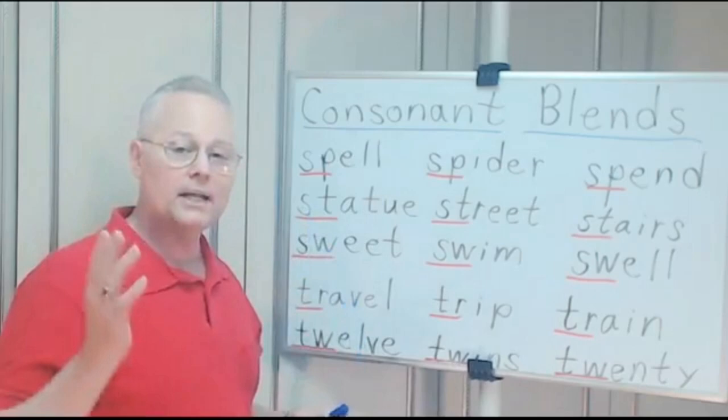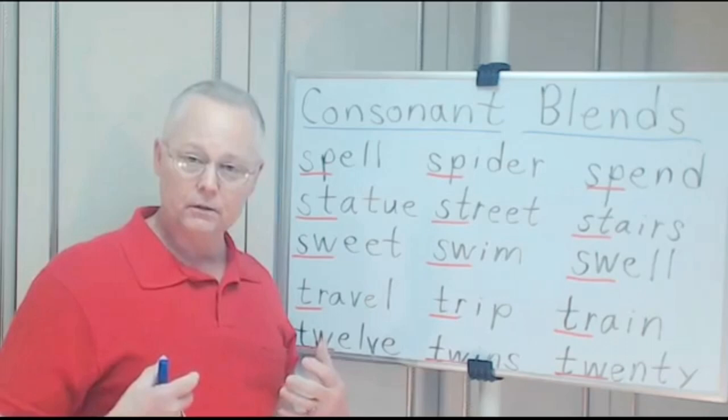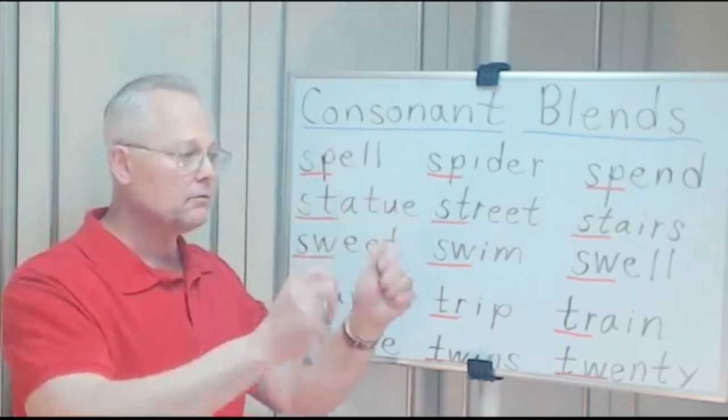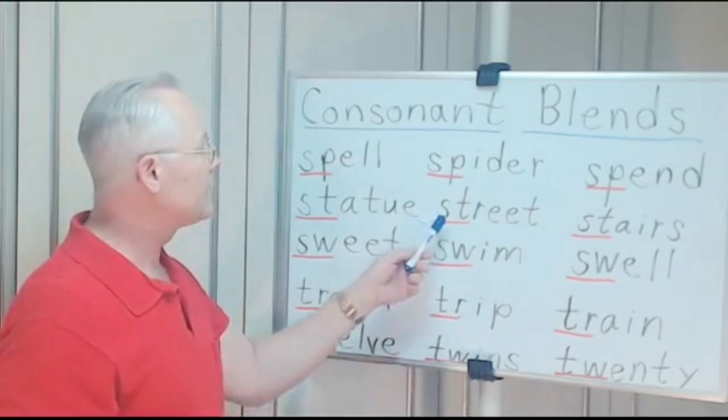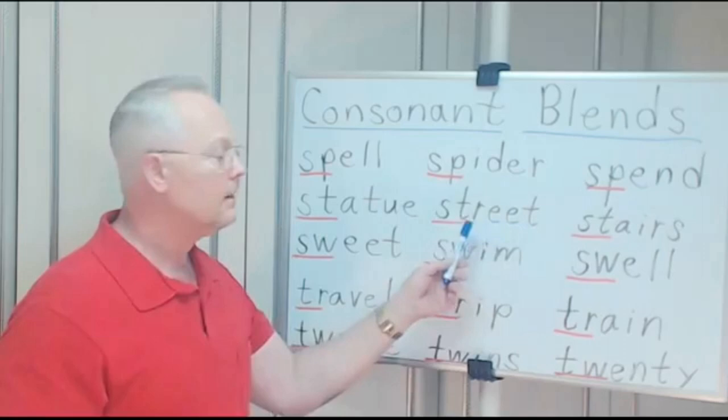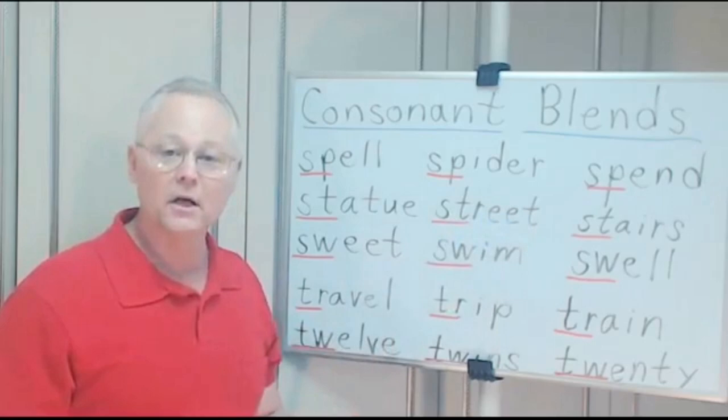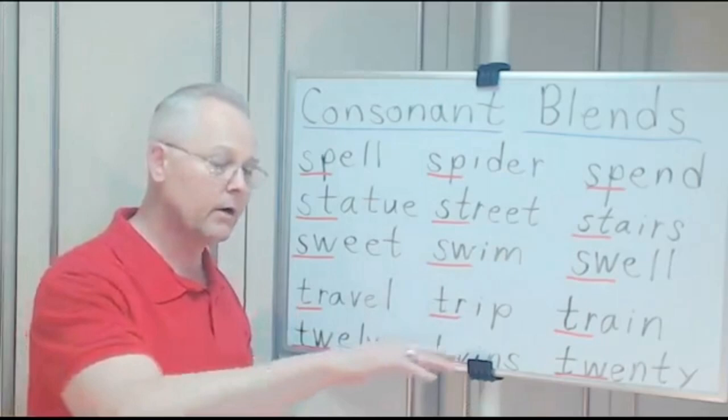What is a statue? Well, a statue is usually of a person and someone who's famous. They chisel out a statue out of marble, out of some sort of stone normally, and they'll put them maybe alongside a street. S-T, st, r, e, e sounds like e, t, street. Put it alongside a street. What's a street? Someplace where people drive.